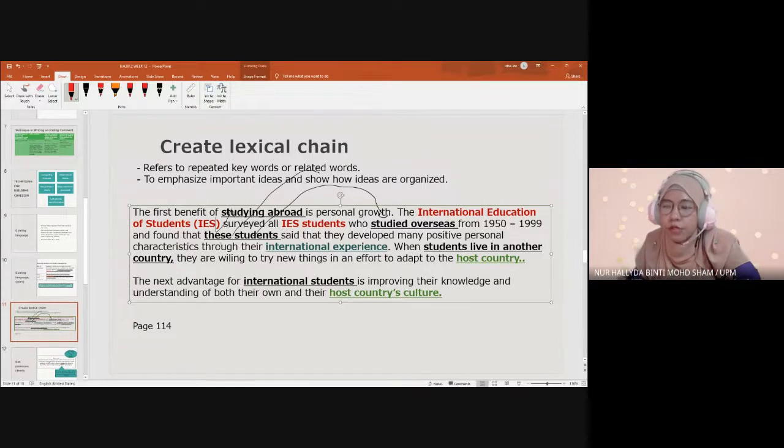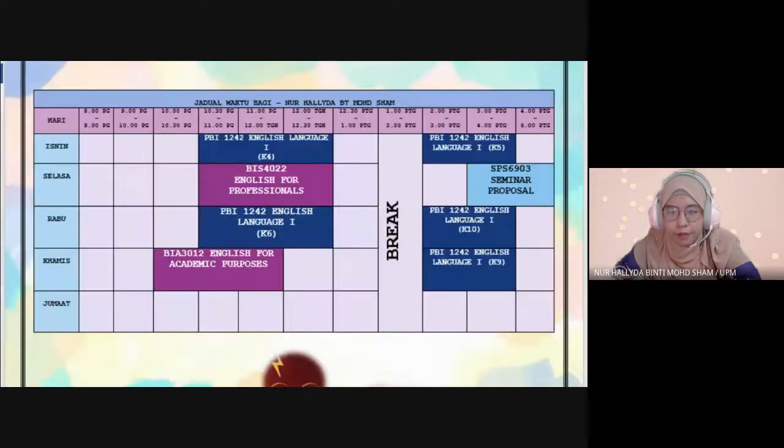The words that you use are consistent. If from the beginning you use the word studying abroad, make sure you are consistent, talking about those who live in other country. You cannot talk about students who live in local or studying locally. Okay, to show connection, let's say topik siapa ya?